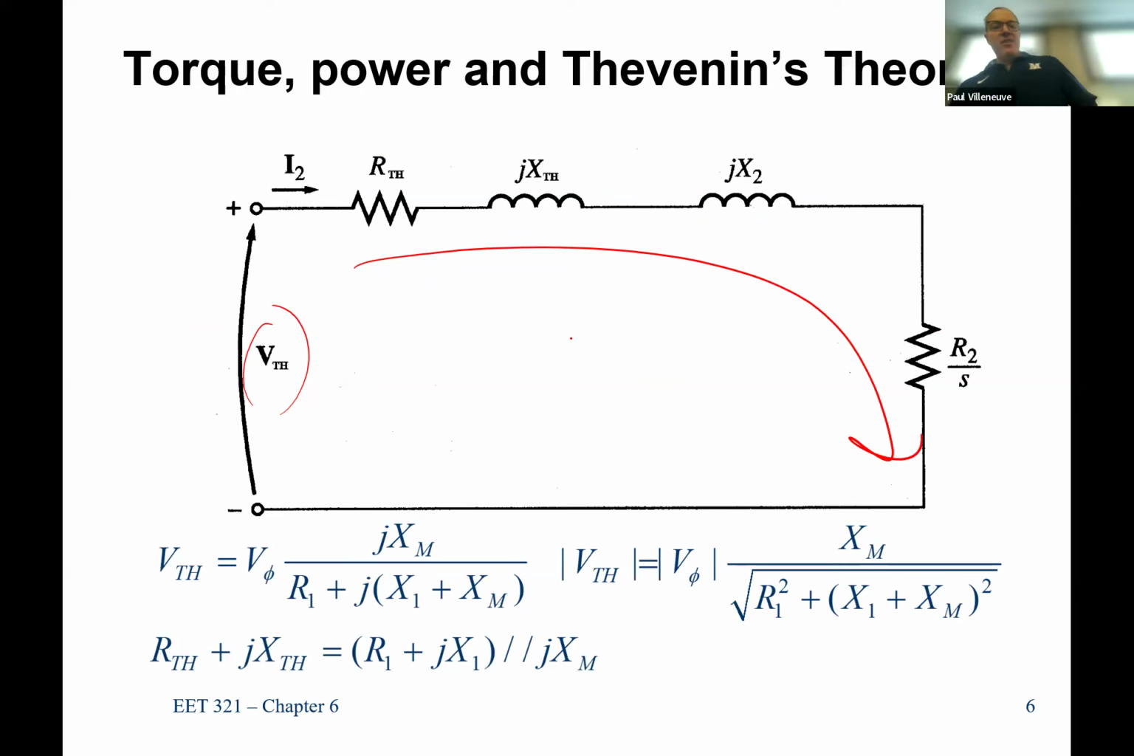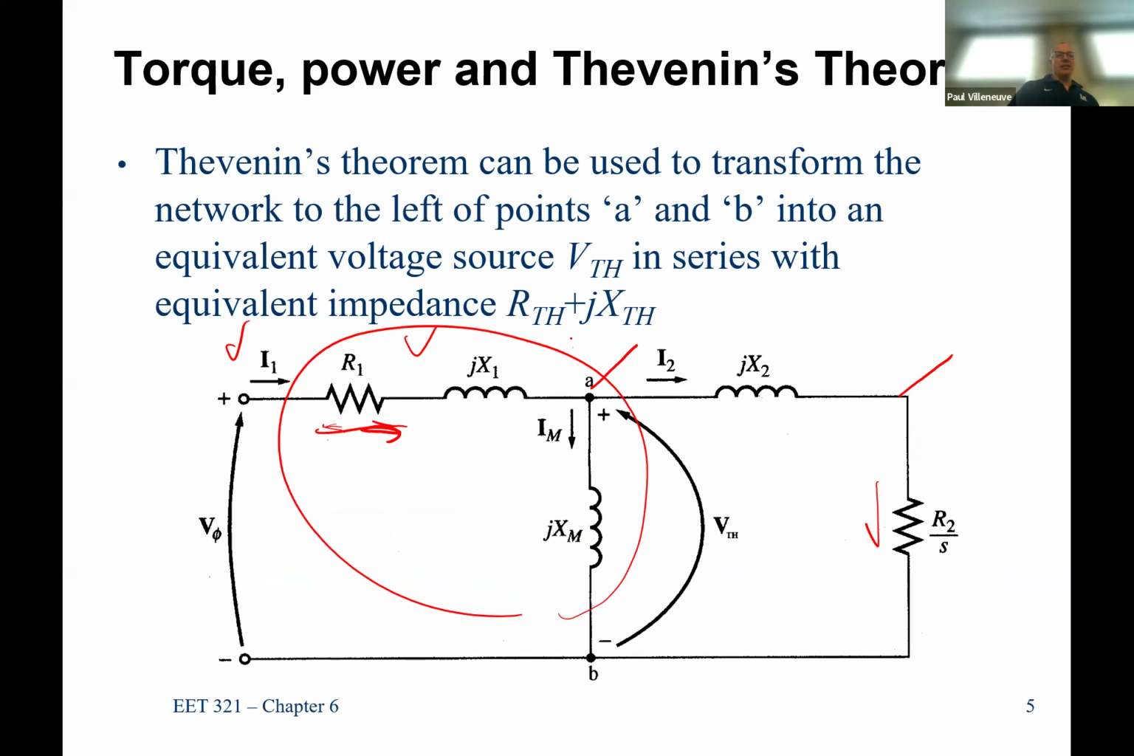Now that I have this circuit, V Thevenin is equal to V phase, using just a voltage divider. Then R Thevenin plus jX Thevenin is R1 plus jX1 in parallel with jXM. Does anybody have any hard time? Are these two in series, in parallel with those? Are they in parallel with each other? Tell me how you see it.